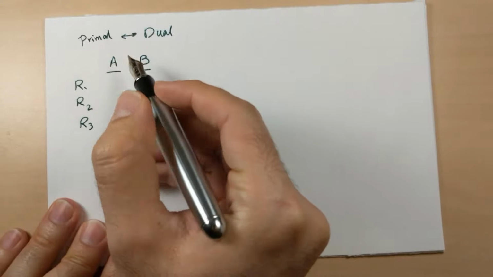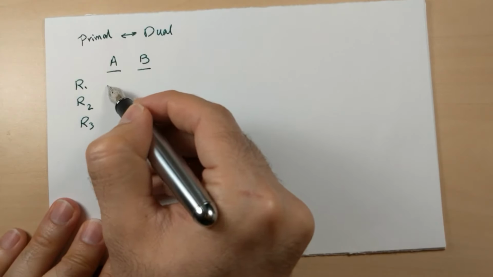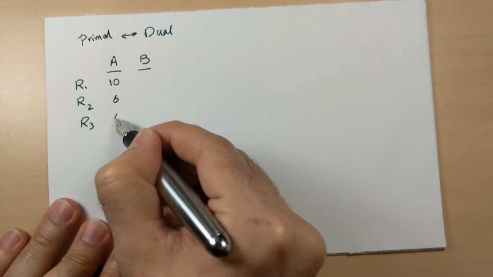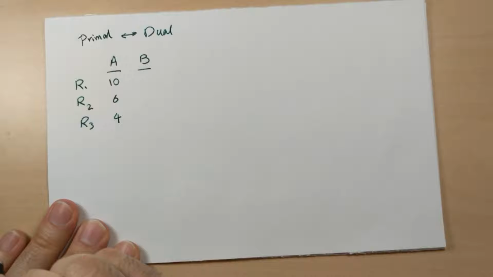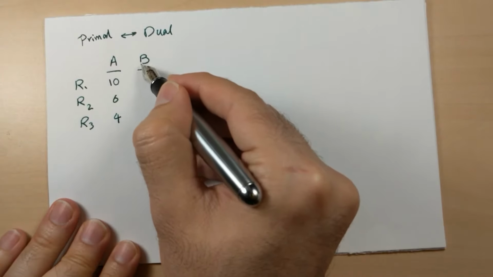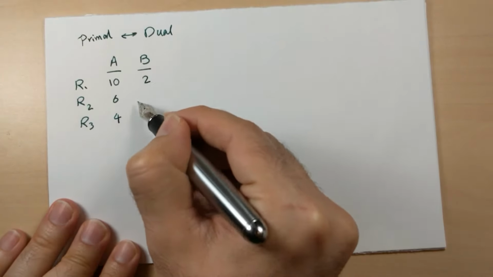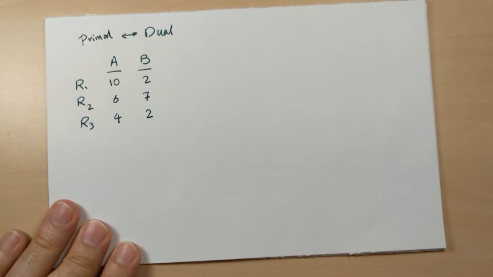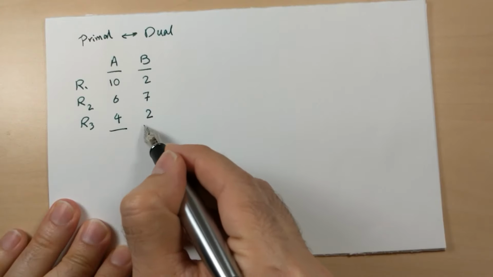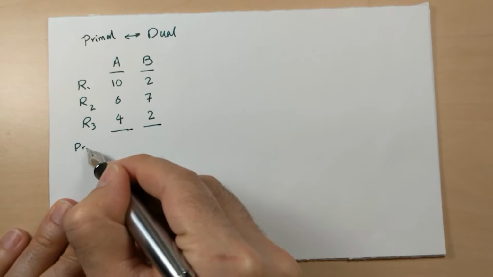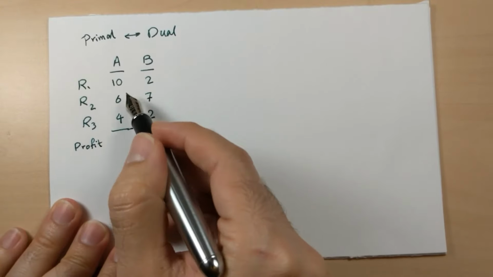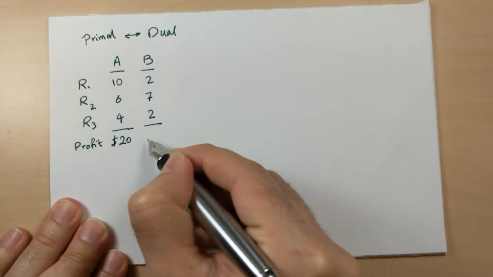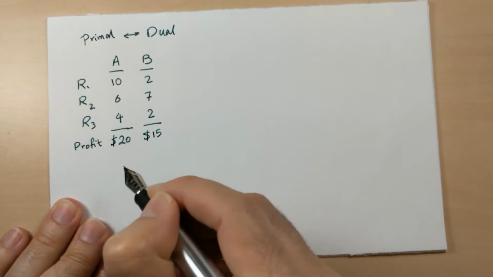For each unit of A, we need 10 units of resource 1, 6 units of resource 2, and 4 units of resource 3. For each unit of B, we need 2 units of resource 1, 7 units of resource 2, and 2 units of resource 3. After production of A and B, the profit you can make by selling is $20 for A, $15 for B.